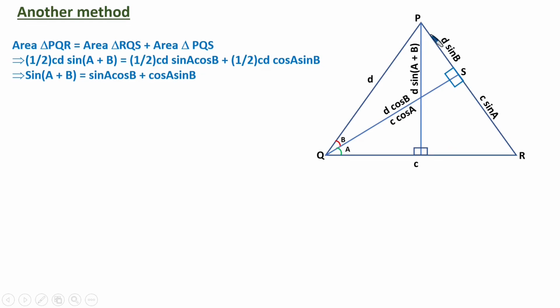Similarly, for this triangle, I take half base, d sin b is the base, times the height. Once I take d and c here, I take d and c here also, so it is c d cos a times sin b. Now the half gets cancelled, and c d also gets cancelled. So sin of a plus b is equal to sin a cos b plus cos a sin b. This is another way of proving. As I said, you can devise your own ingenious way to prove in geometry, but everything has to be logical. So this is quite logical.